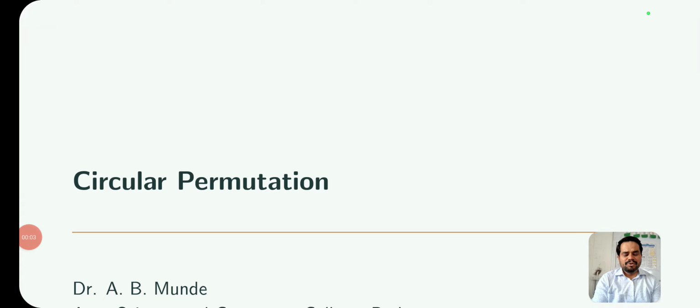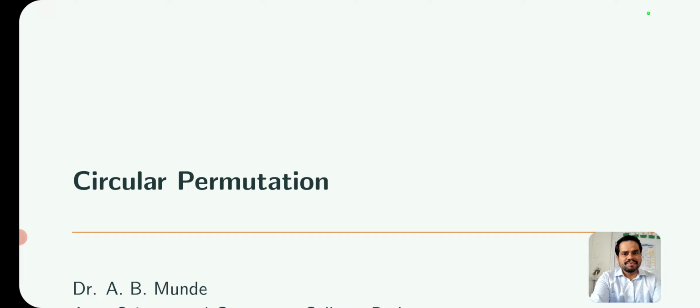So, welcome to this lecture. In the last lecture, we discussed the examples on permutations where repetition is allowed and permutations where repetition is not allowed. We have solved many examples on the concept of permutations with repetition allowed. Now today we learn circular permutation.